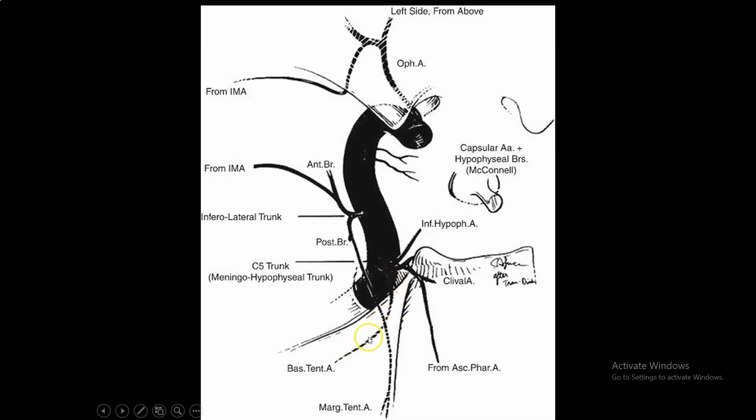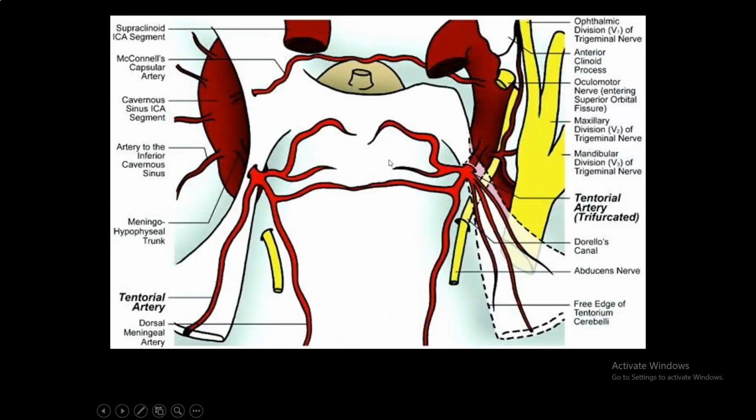So these are the branches from the medial loop, convex posteriorly: inferior hypophyseal, dorsal meningeal, tentorial artery. This is the artery of the inferior cavernous sinus, and you can see the McConnell's capsular artery, which is not present in all the cases, but in 30% of the cases. Again, meningohypophyseal trunk from the medial loop, tentorial artery, dorsal meningeal artery, and inferior hypophyseal artery.